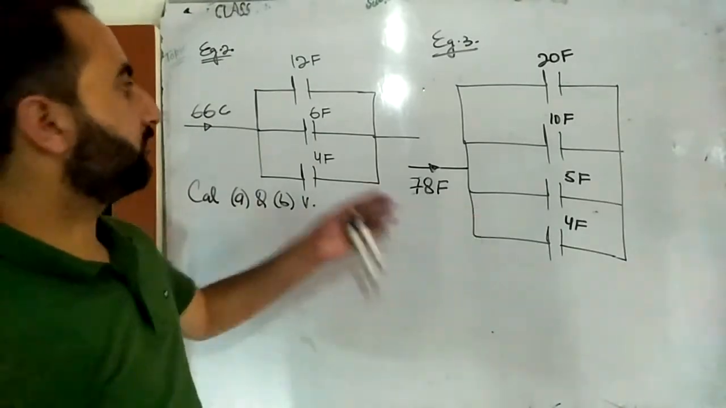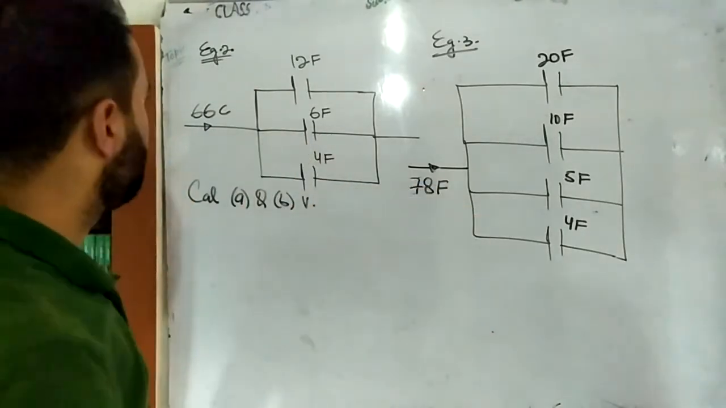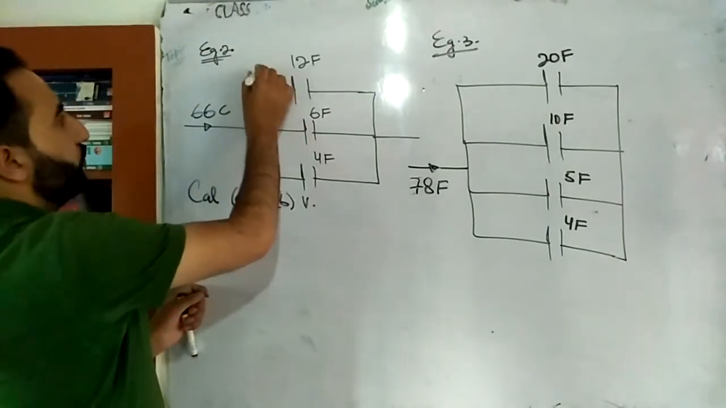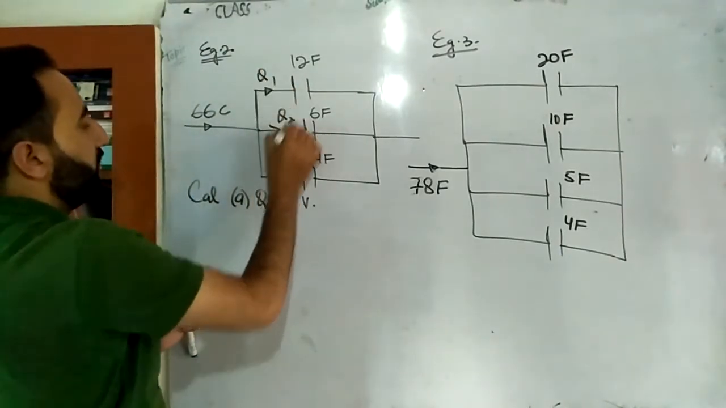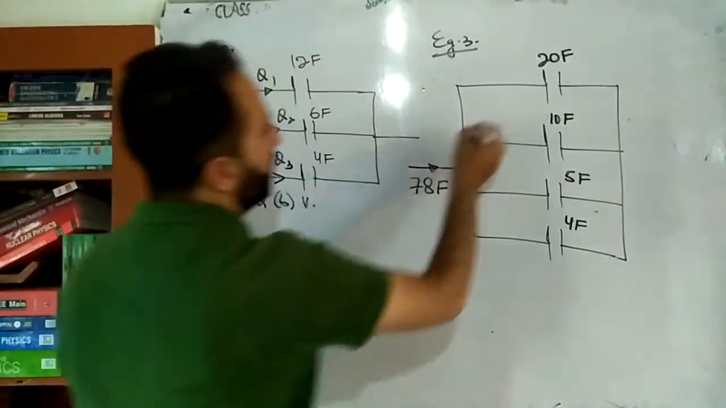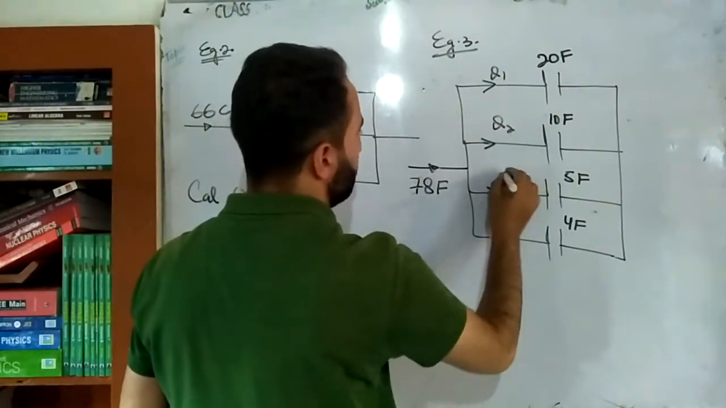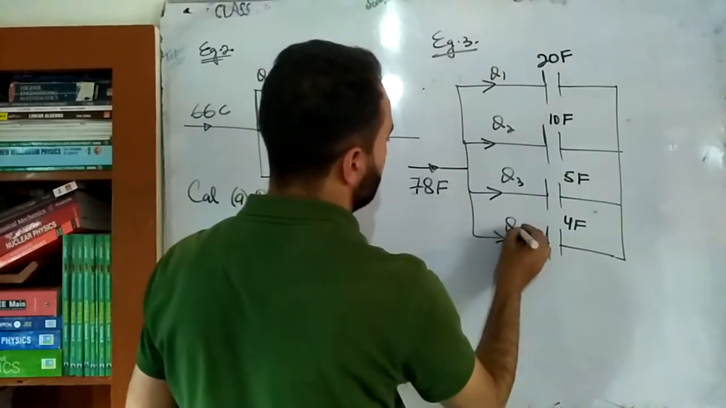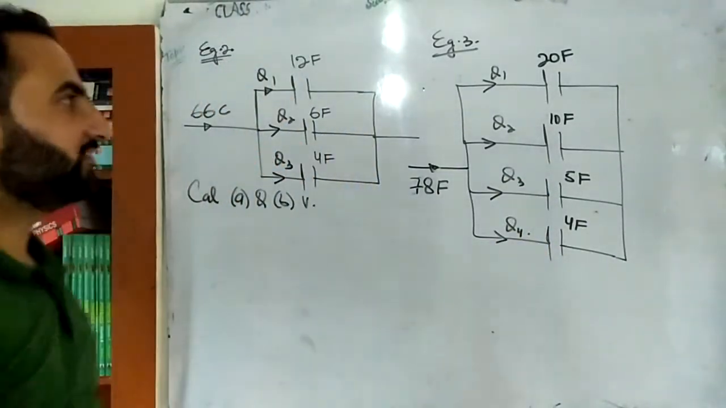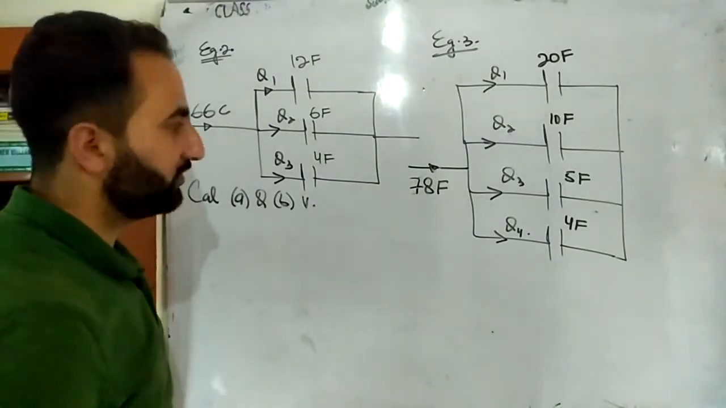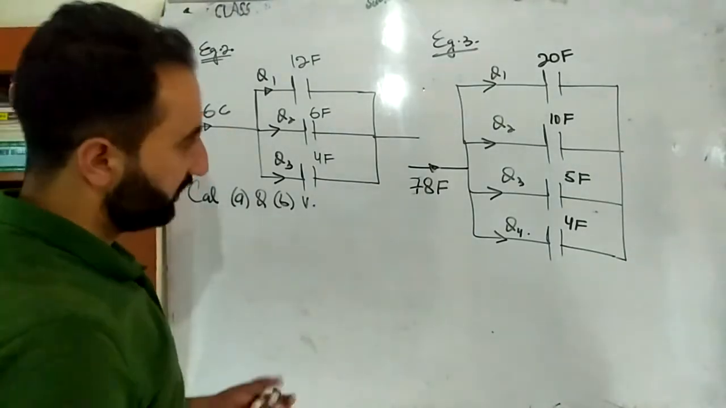Note example number 2, example number 3: 4 capacitors in parallel. Now suppose that 66 coulomb is entering, you will have to calculate Q1, Q2, Q3. Suppose this is Q1, this is Q2, this is Q3. You will have to calculate Q1, Q2, Q3, Q4, and then the potential difference. Potential difference will be simply Q by C. Calculate it for one, and that will be the same for every capacitance.